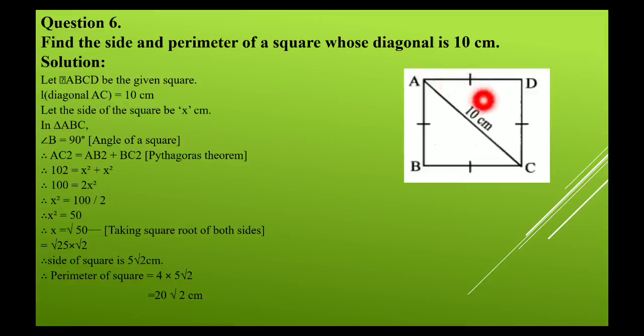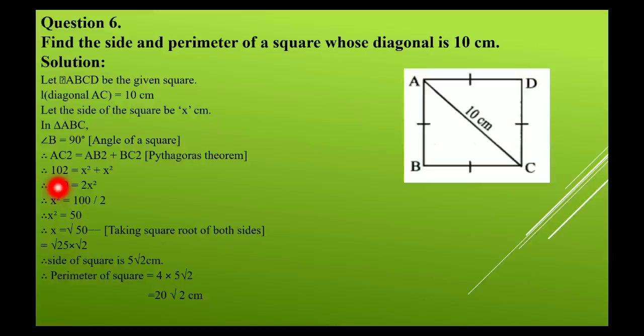Diagonal AC is equal to 10 centimeter. Let the side of the square be x centimeter. In triangle ABC, angle B is 90 degree. Why is B 90 degree? Because it is an angle of a square. So I am going to write the Pythagoras theorem: AC square is equal to AB square plus BC square, where AC is the hypotenuse.